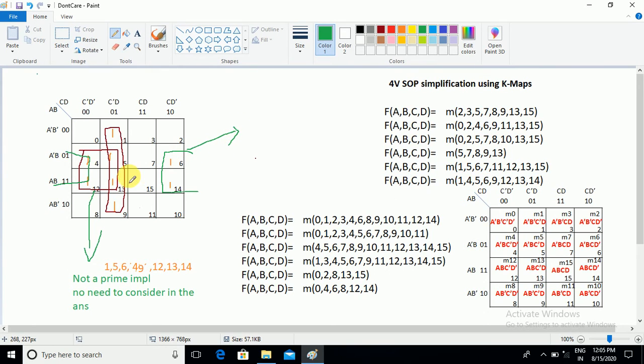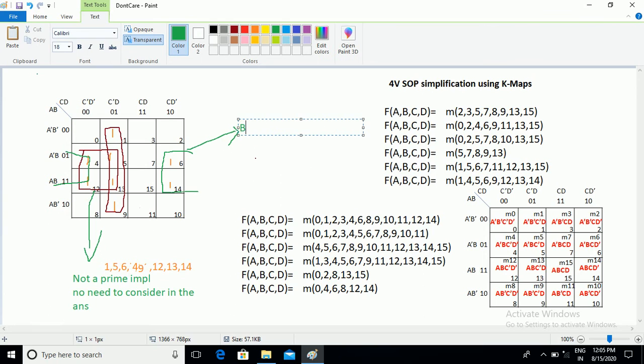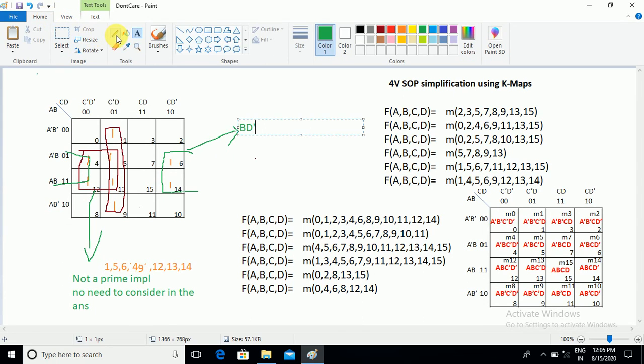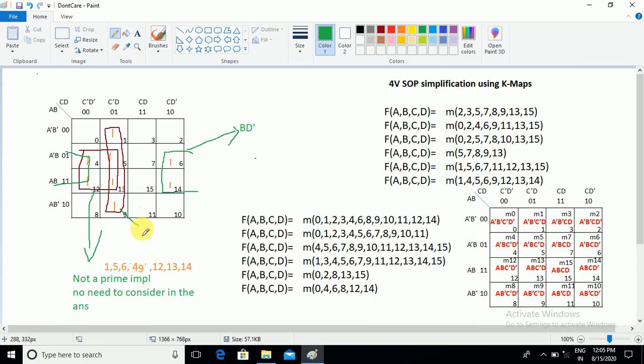The answer for this group depends on which terms are common. A is not common, B is common, and D dash is common. So here you write B and D dash. The answer will be B, D dash. Next, the answer for this rectangle group will be C dash D.